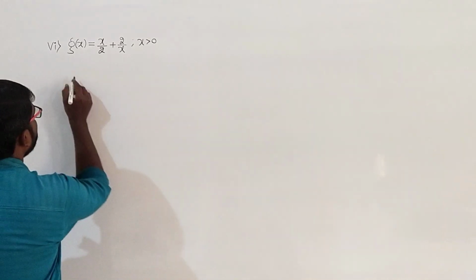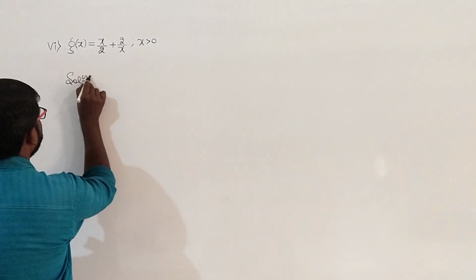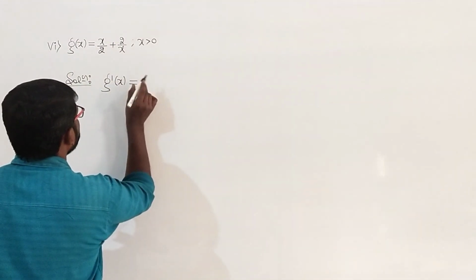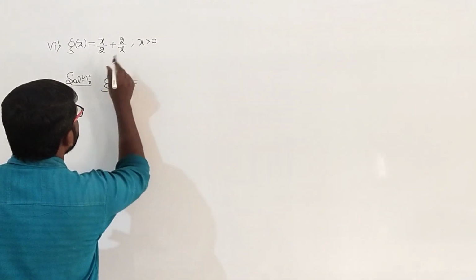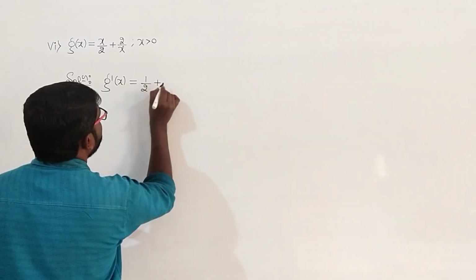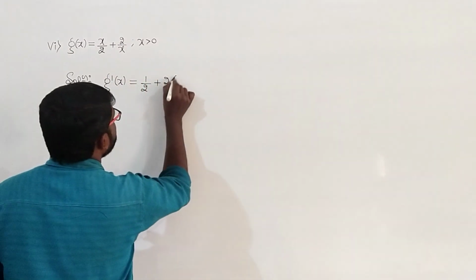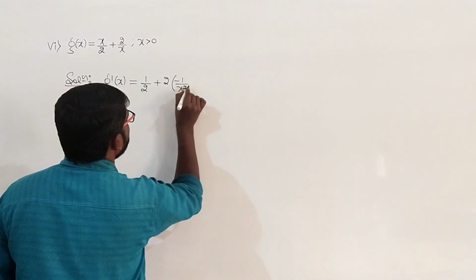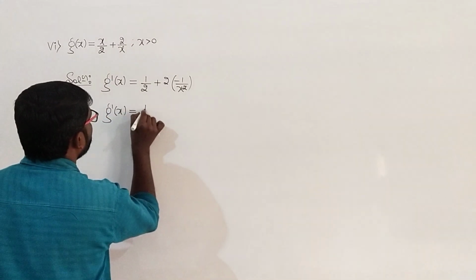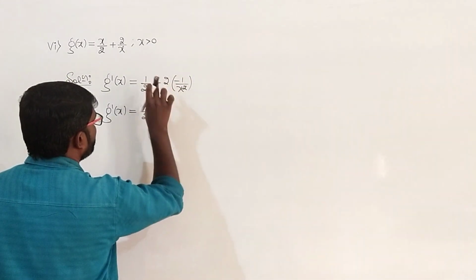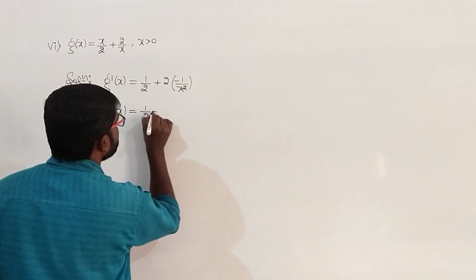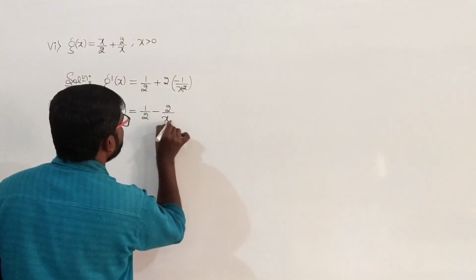So here we'll go for the derivative. You get g dash of x, which is equals to, so derivative of x will be 1, you get 1 by 2 plus 2, write it as it is, then derivative of 1 by x will be minus 1 by x square. So g dash of x is 1 by 2, and then minus 2 into 1, it is 2, minus 2 divided by x square.